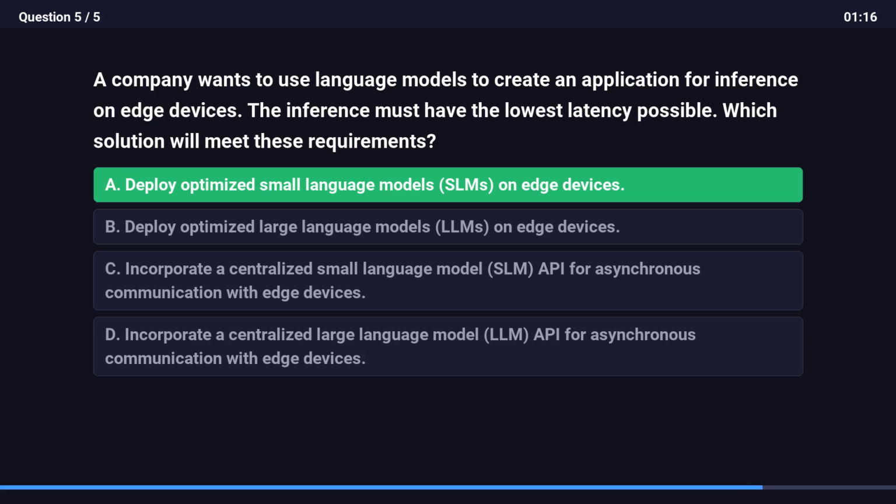LLMs are too large for edge deployment. Centralized APIs introduce network latency, and asynchronous communication adds additional delays. Local edge deployment eliminates all network-related latency.